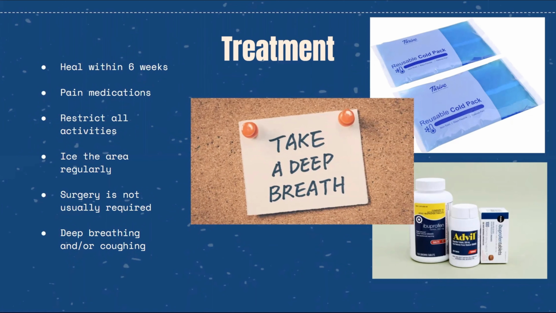Most broken ribs are able to heal on their own within 6 weeks. Pain medications such as opioids like oxycodone or hydrocodone or over-the-counter medications like anti-inflammatories can be used to help relieve pain. The patient must restrict all activities and ice the area regularly. Surgery is not usually required but may be necessary if the fractured ribs impair breathing or puncture organs.